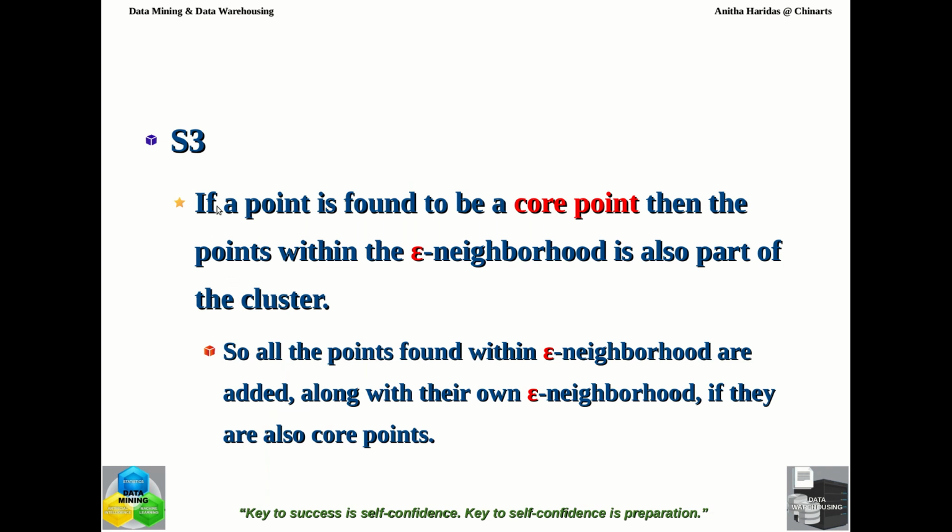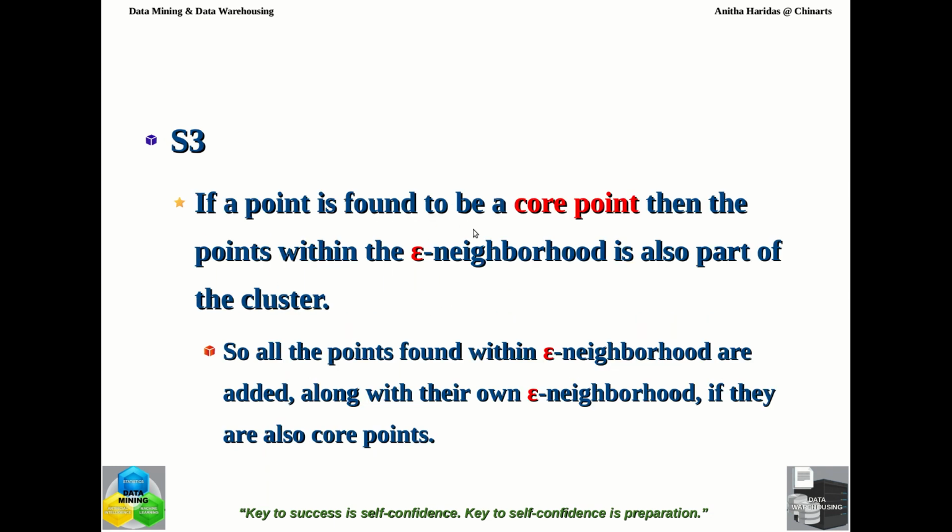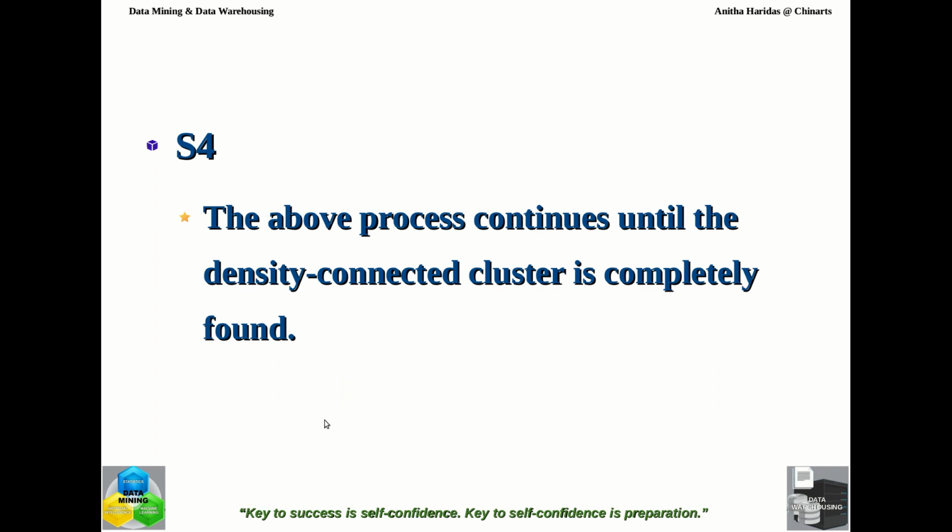Then if a point is found to be a core point, so if this becomes a core point and this is a noise. So if a point is found to be a core point, then the points within the epsilon neighborhood are also part of the cluster. So all the points found within the epsilon neighborhood are added along with their own epsilon neighborhood if they are also core points. Now in the next step, the above process continues until the density connected cluster is completely found.